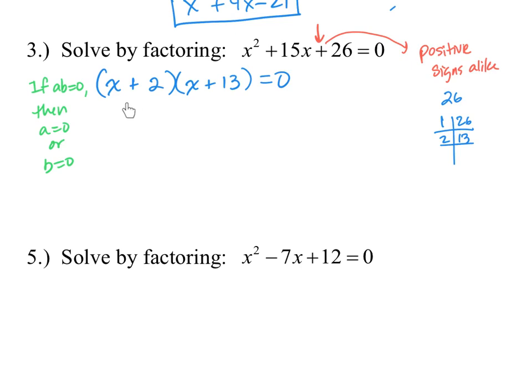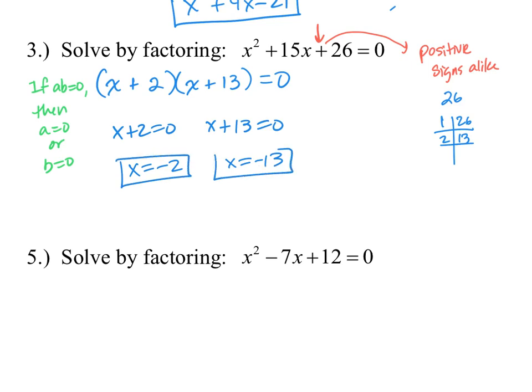So either x plus 2 equals 0 or x plus 13 equals 0. So we'll write that out. Either x plus 2 equals 0 or x plus 13 equals 0. And then we'll solve each of those equations and we'll get x equals negative 2 or x equals negative 13 for our two solutions.